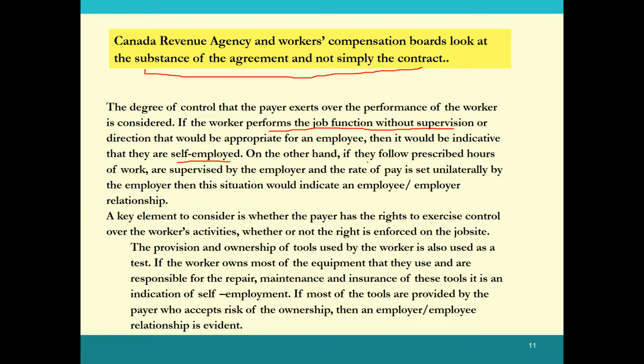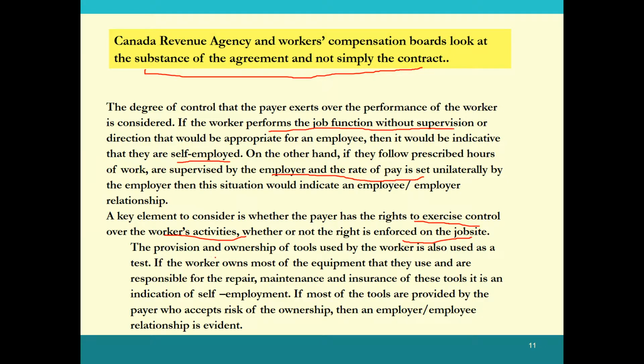On the other hand, if they follow prescribed hours of work, like someone 9 to 5, supervised by the employer or someone who is their supervisor, or pay is set by the hours, how many hours you work, accordingly, these situations will indicate that this is an employee and employer relationship. A key element to consider is whether a payer has the right to exercise control over the worker's activity, whether or not the right is enforced on a job site.